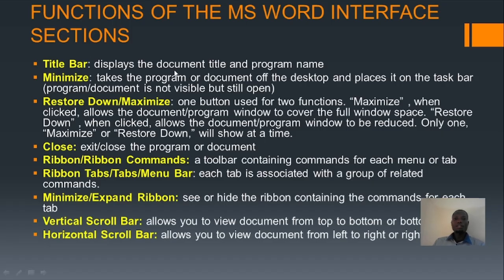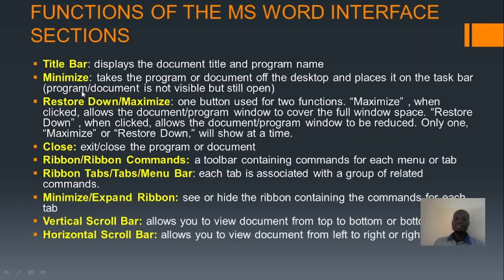Now, the functions of the Microsoft Word interface are as follows. The title bar displays the document title and the program name. Which program was used in creating that document, and which title has been given to that document? We see it on the title bar.